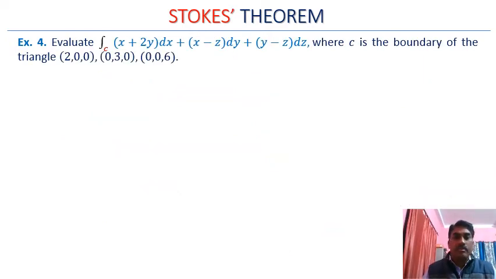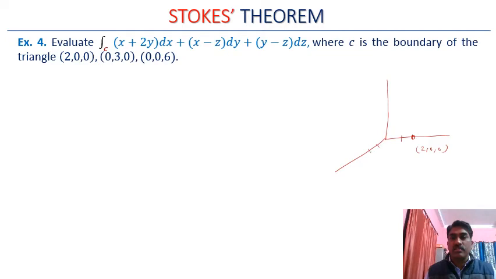And now let us take a slightly different problem. This is the line integral that is already given. And what is the curve C? C is the boundary of a triangle given by these 3 points. So let us first draw. This is the z-axis, this is the x-axis, and this is the y-axis. So it says that the triangle has vertices 2 0 0. So let this be 2 0 0, then 0 3 0.